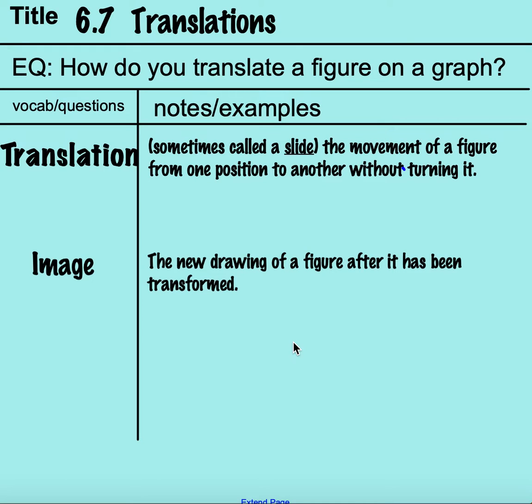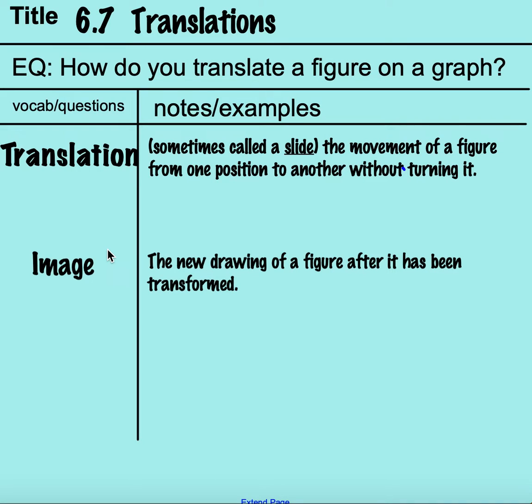We're going to be starting a new unit on graphs and data today, and we're going to start by talking about translations. So if you have not yet done so, please fill in the topic and essential question on your notes, make your columns, and we can start by getting down these vocabulary words that we'll need to know.